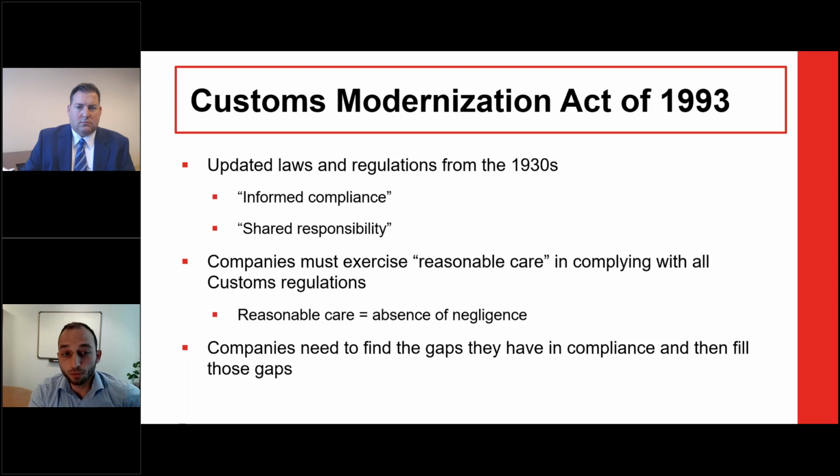And that's why it's really important for companies to find the gaps in their compliance procedures and then fill in those gaps before the issues escalate and you find yourself in an enforcement proceeding before CBP. So we can go to the next slide.